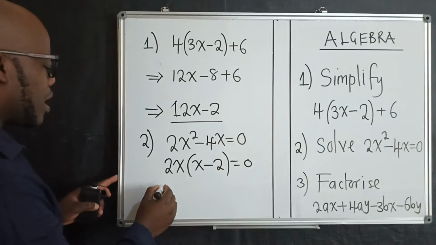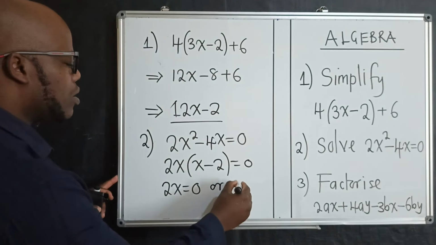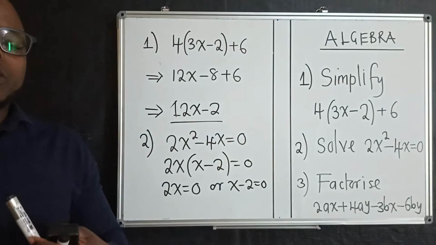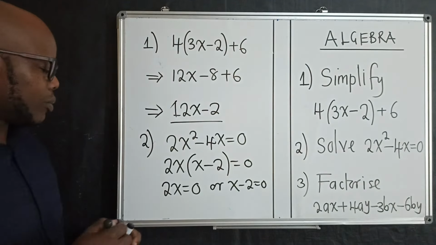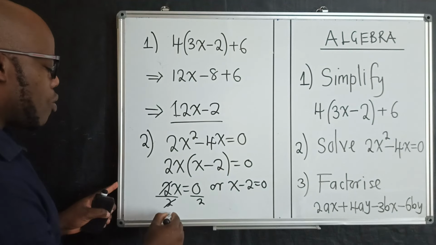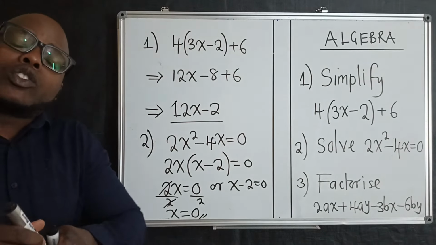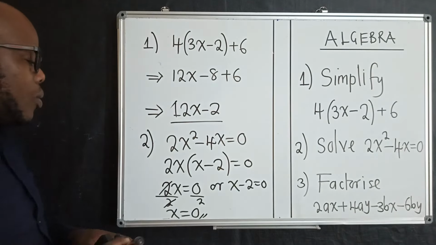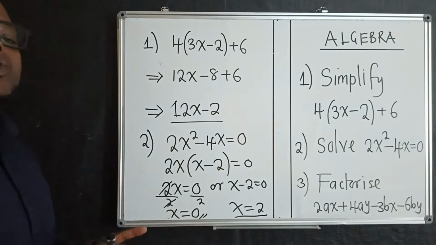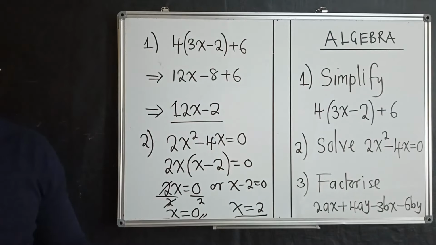From this stage, we can now equate. We say 2x is equal to 0, or x minus 2 is also equal to 0. Remember, quadratic equations give us two solutions. So you divide by 2, divide by 2. This and this will go. We shall remain with x, which is equal to 0, because 2 into 0 will just give us 0. And then here, x will be equal to 2. We add 2 to both sides. So these are the two solutions of question 2.